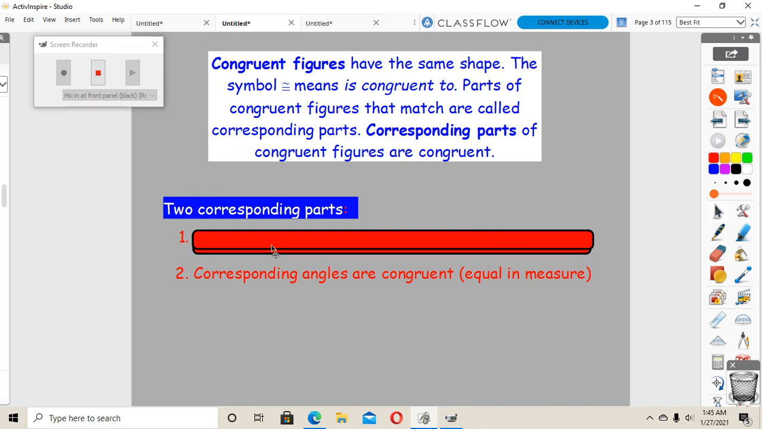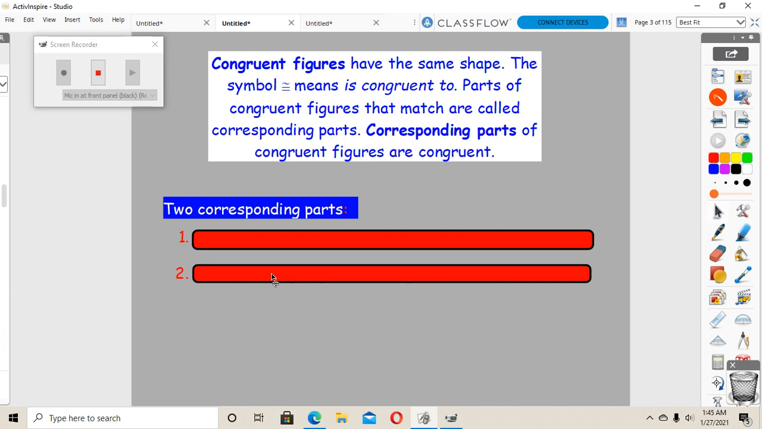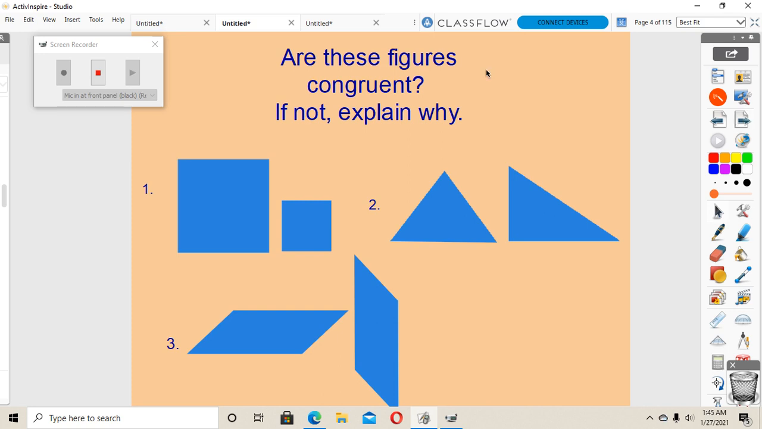Corresponding angles are congruent, equal in measure. Angles are equal. The sides are exactly equal. Are these figures congruent? If not, then explain why.